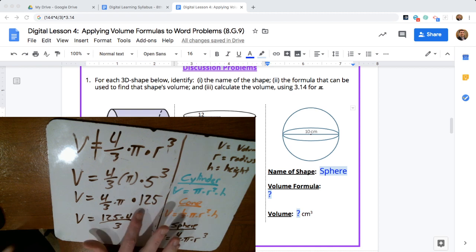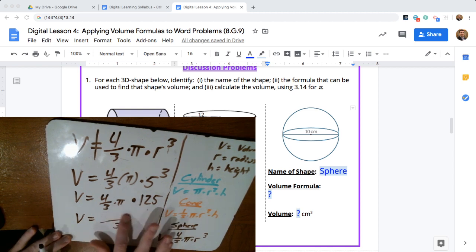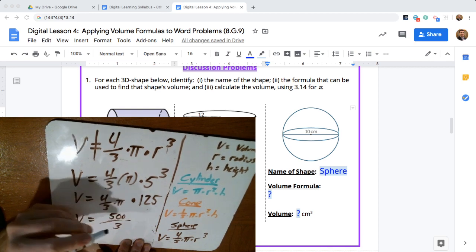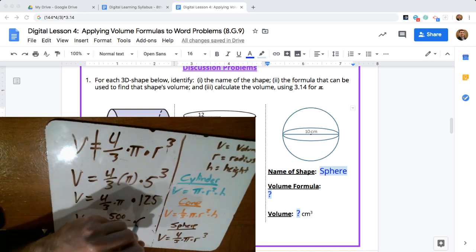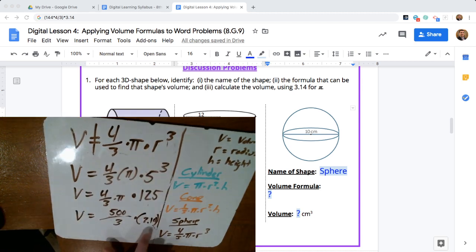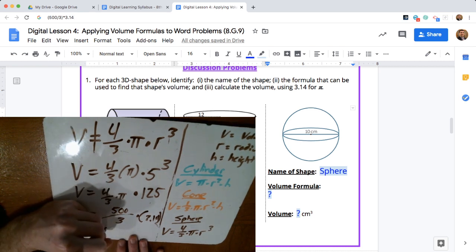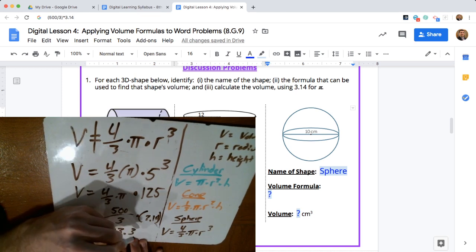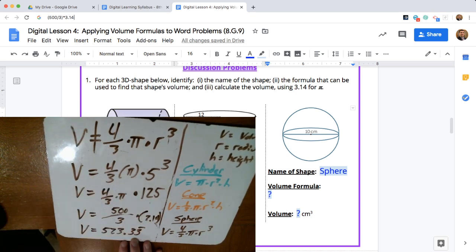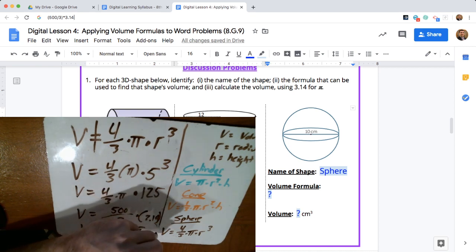And 125 times 4 is going to give us 500. And that's still going to have to be multiplied by pi. I'm going to put 3.14 in for pi because that's what we're using for pi at this point. So I'm going to do 500 divided by 3 multiplied by 3.14. And that gives me 523.33, and the 3 is repeating. In this case it's centimeters, so our volume is cubic centimeters.